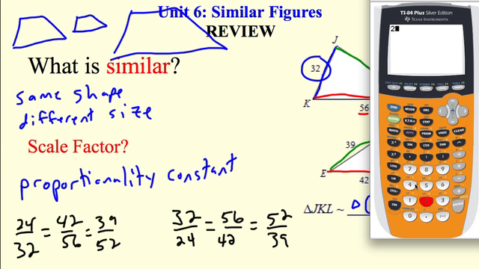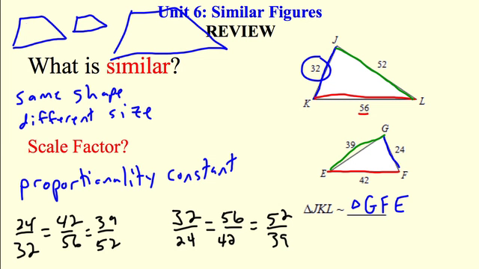Let's try it again. 24 divided by 32 is 0.75. You could say the small one's 0.75 of the big one. So either way works out, and again, they all match up. 42 over 56 has got to be 0.75, and 39 divided by 52 has got to be 0.75. Fantastic. All right, so that's really the first section in a nutshell.